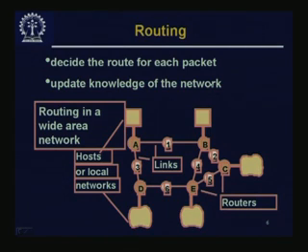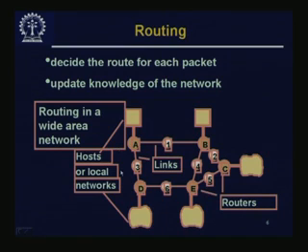So, routing consists of deciding the route for each packet, that is one side, and in order to do that, the router has to have knowledge of the entire network. As we know, this knowledge has to be dynamic, because the network topology keeps on changing. So, we have to update the knowledge of the network from time to time.